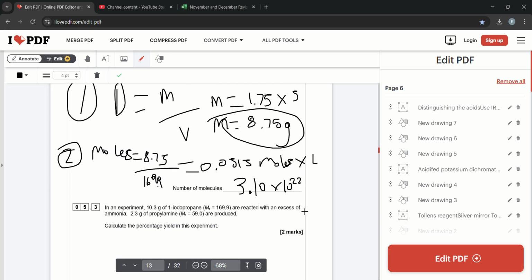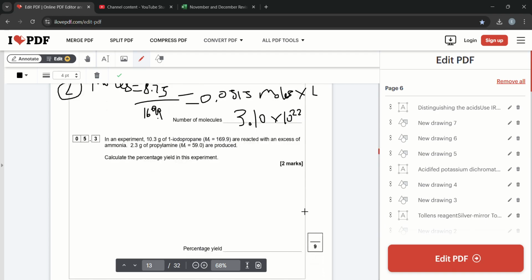Okay, and then 5.3. In the experiment, this much of iodopropane reacted with excess ammonia, and this much is produced. Calculate the percentage yield in the experiment. So percentage yield is actual yield over theoretical yield. Now, how would we actually do this? This is very tricky to mark. Well, we can find the moles of iodopropane and the moles of propylamine, and the moles of propylamine is the actual yield. Okay, so that's all it's going to be. We just need to show the working.